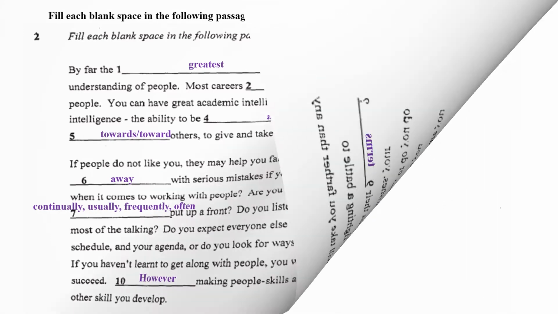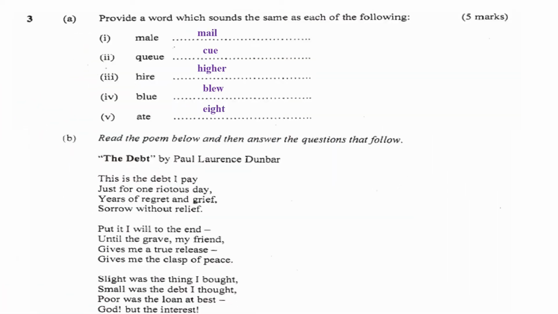Question number 3, part A. Provide a word which sounds the same as each of the following. Male, right, male, male. Q, we've got Q right there. Higher, higher. Blue, blue. 8, 8.